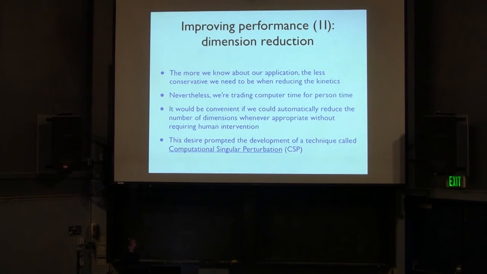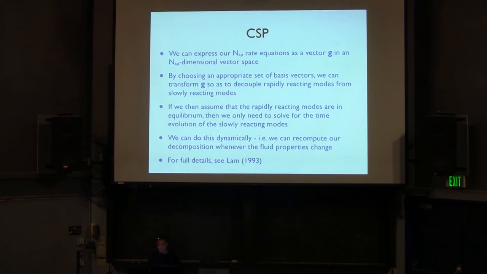And that spawned this computational singular perturbation idea, which basically says the reaction rates can be expressed as some vector in this n-dimensional space, where n is your number of species. And just by choosing a correct coordinate frame or basis vectors, you can then split that vector into the ones which are evolving very rapidly and the ones which are evolving more slowly, and therefore you have to evolve their abundances much more accurately.